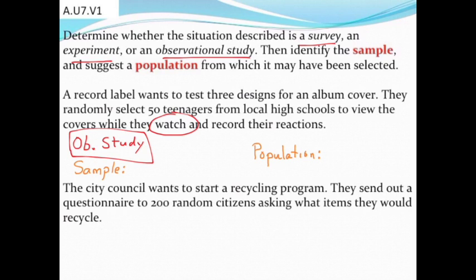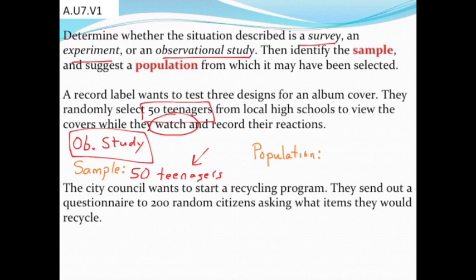As far as the sample goes, that's going to be the people we watch. So in this case, it's the randomly selected 50 teenagers that we are watching. The problem also asks me to describe or suggest a population, meaning these people that we observed, what could they be representative of in general? How could we apply this to a larger group?